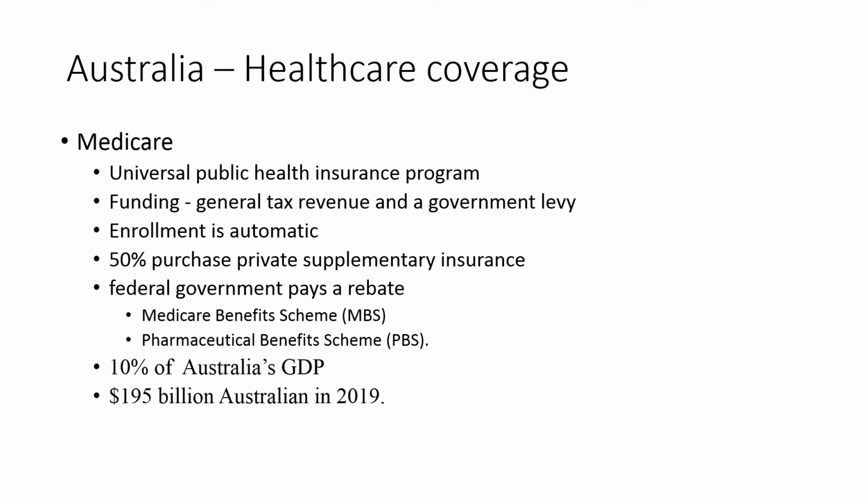It's a universal public health insurance program, which is called Medicare. As I already talked about, 50% is automatic enrollment, 50% have private insurance. The federal government will provide a rebate if you use private insurance through the MBS and on the PBS, prescription drugs. It's 10% of Australia's GDP. About 195 billion was spent in 2019, and I think I'm just repeating myself now.